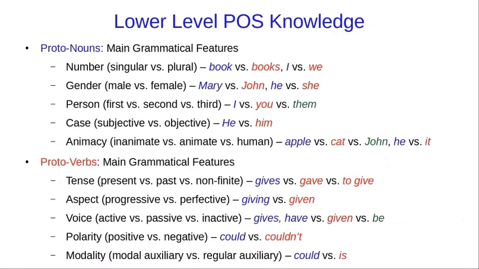In terms of lower level part of speech knowledge, for proto-nouns, we include information about the main grammatical features, including number, gender, person, case, and animacy. And in case of proto-verbs, we include the following main grammatical features: tense, aspect, voice, polarity, and modality.